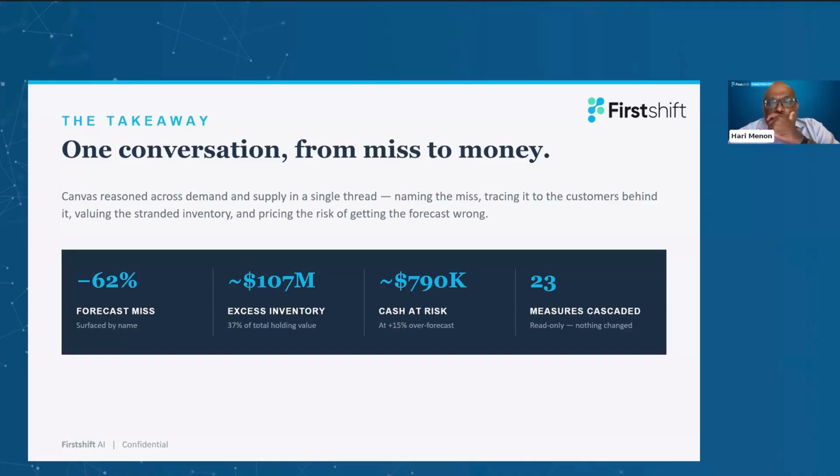Grant, I have a quick question. You showed that Canvas did not just report a 62% forecast miss, but it decided that it mattered and really highlighted it. But can you explain a little bit what's actually happening under the hood? How is a genuine under forecast separated from just noise?